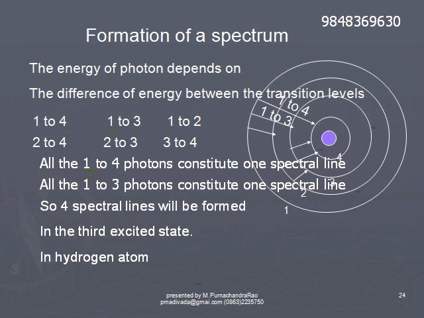So in this case, 4 spectral lines will be formed if the electron in the hydrogen atom is initially in the third excited state. Here we notice 6, but in the case of a hydrogen atom in the third excited state, 4 transitions are possible.